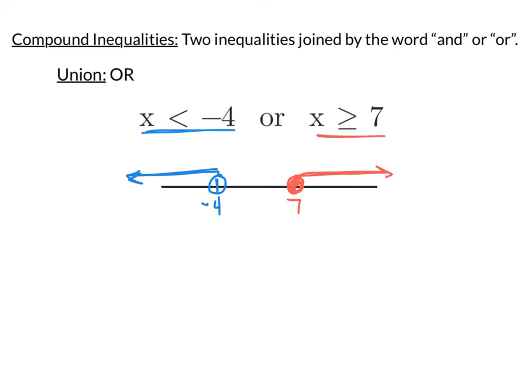Now, we notice that these two arrows are not going to overlap, so both of these situations can't happen at the same time. That's why we need that word or. One or the other situation can happen, but they can't happen at the same time. If we found a number that was bigger than 7, like 100, it's not also going to be less than negative 4.